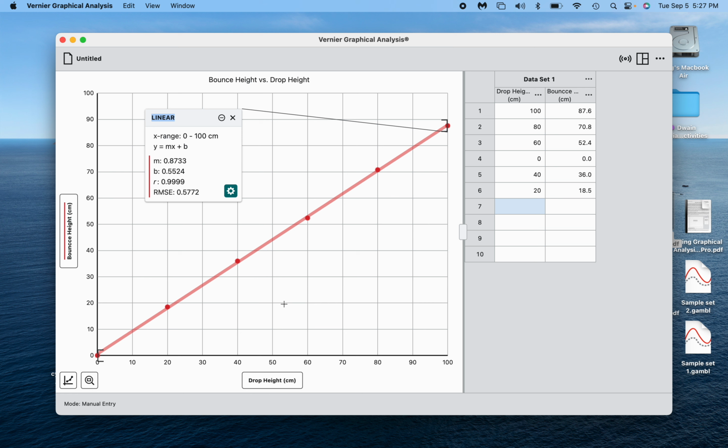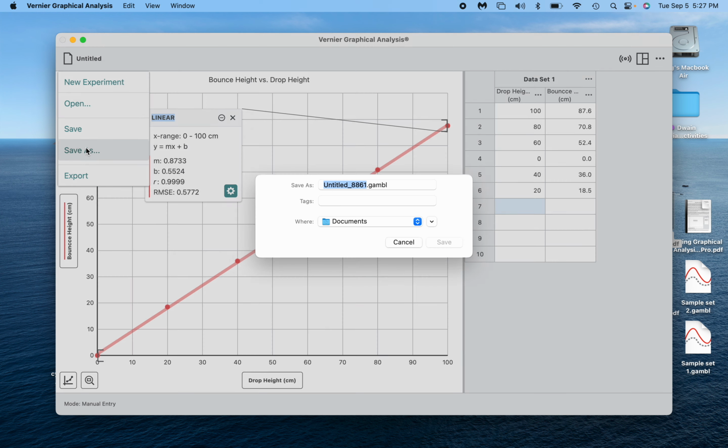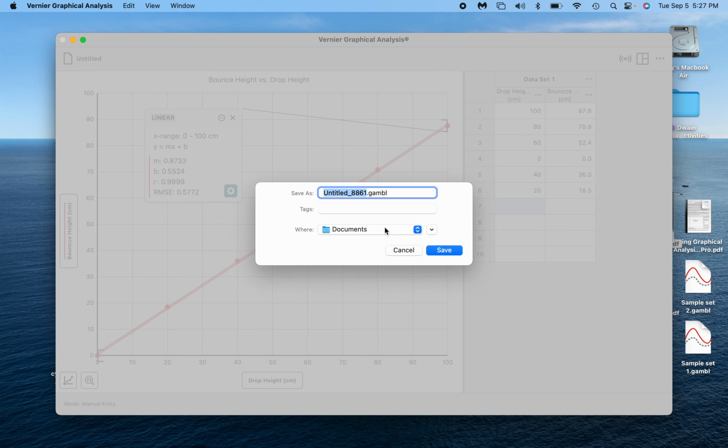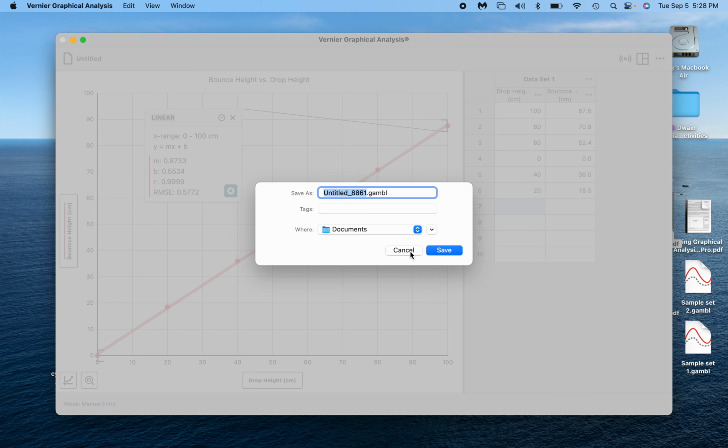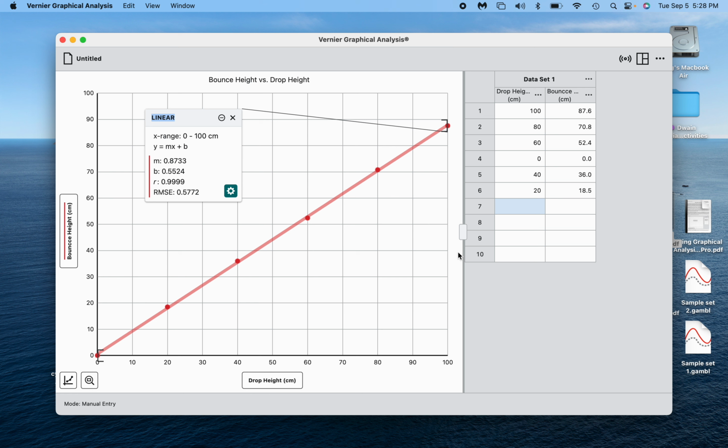So in this particular case, if you look on the sheet of paper I gave you, it says BH equals the slope centimeters per centimeter. That's going to be 0.87 centimeters per centimeter times drop height plus 0 centimeters. And you can save this as something like a trial 1, know where you put it on your computer. Okay, so I'm going to cancel that because I do not need to save this. I've already saved it over here.